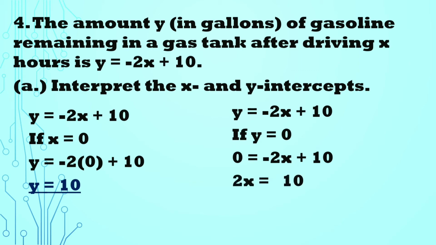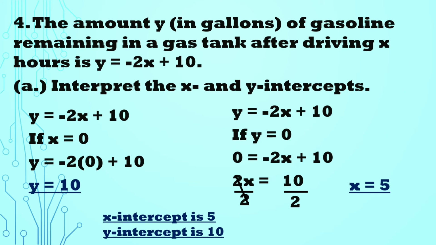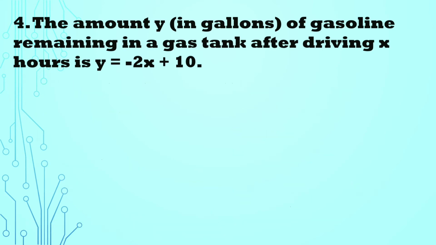And then, divide both sides by 2 para matanggal natin si constant 2. So, divide both sides by 2. So, matitira na lamang ay si x. And then, 10 divided by 2 is equals to 5. So, we have x equals 5. So, the x-intercept is 5 and the y-intercept is 10. So, yan yung ating answer.